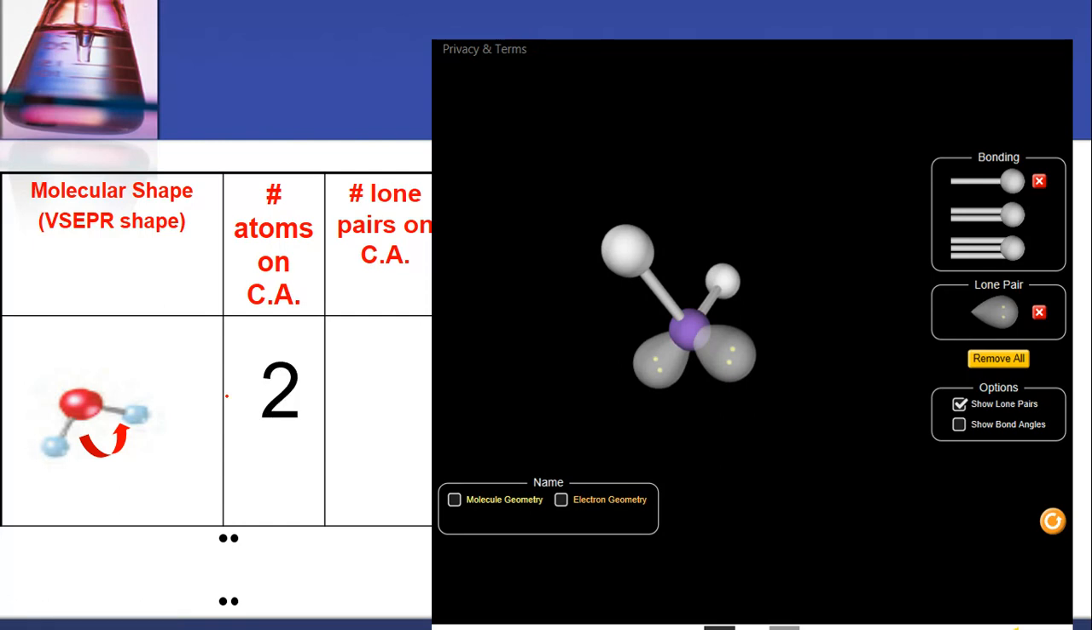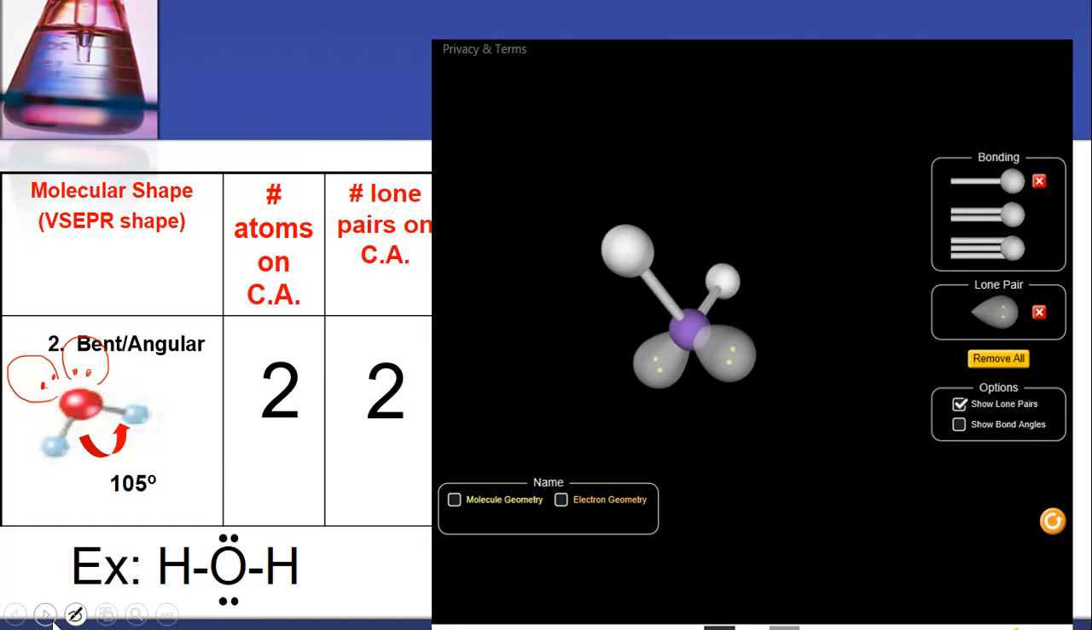Now, the next structure is what I call a cousin to linear because it has two atoms on the central atom. But the difference is now we've got some lone pairs there. So in your actual Lewis structure, you would have a set of electrons here and here. Keep in mind the lone pairs take up extra space. So as you see in the modeling kit here, you have this bent or angular shape. And that's exactly what we call it, bent or angular. Some textbooks even call it V-shaped. The bond angle here is 105 degrees.